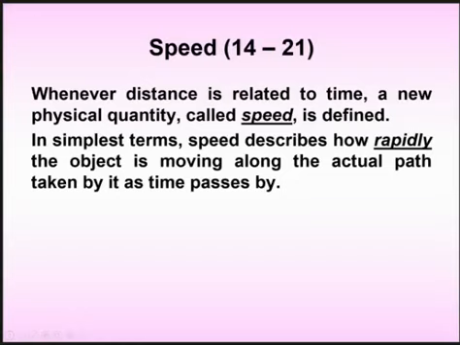In simplest terms, speed describes how rapidly, not the direct going from start to end, but how rapidly the object is moving along the actual path taken as time passes by. Remember, distance is the active observer, you looking the whole time of the motion. Displacement is the passive observer. You just care where you started and where you ended. You could not care less what happened in the middle between those two instances.